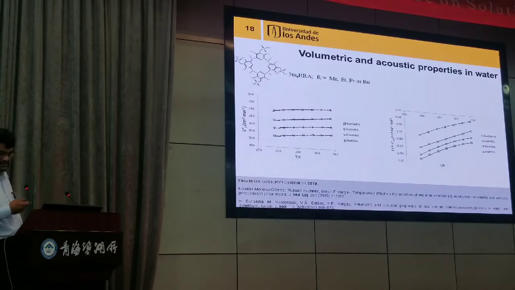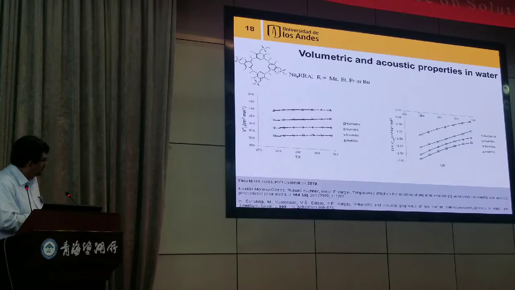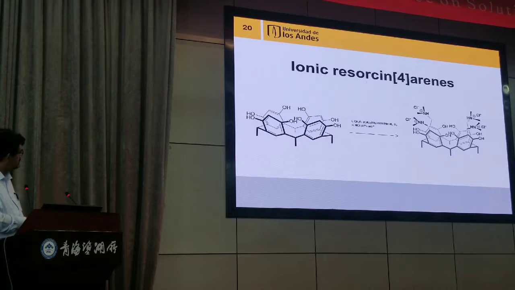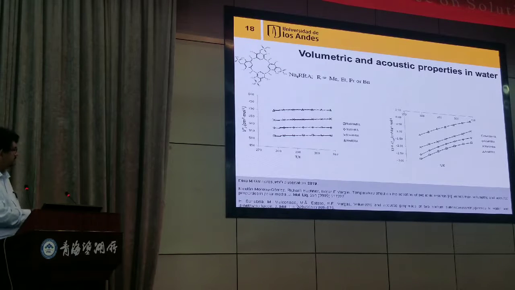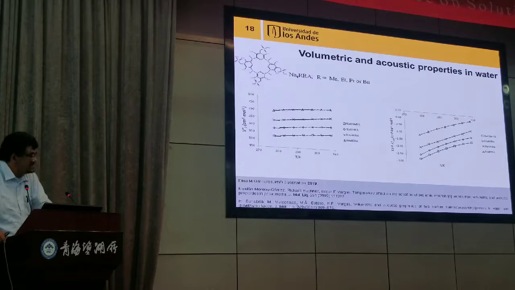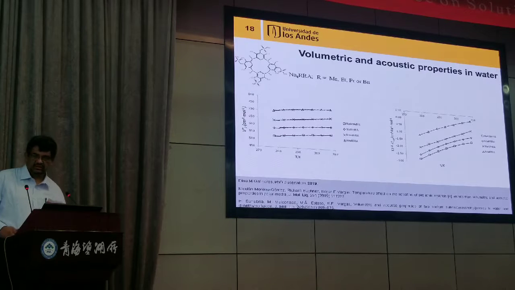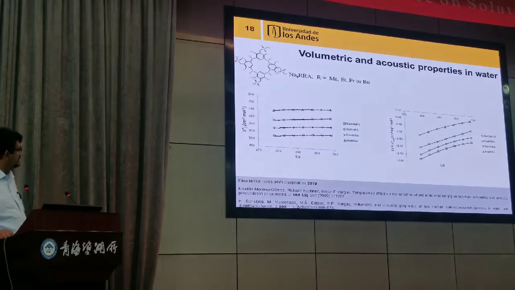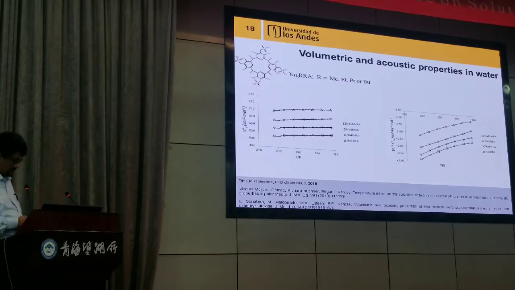Okay, then I show you the standard molar properties in solution. Basically, they follow expected behavior. In this case, we have methyl, ethyl, and butyl at the end. But one of the more important things is the compressibility follows the same behavior, because the butyl Resorcinarene is more compressible and the methyl Resorcinarene is less compressible. That means that the compound with the larger chains on the lower ring is more compressible with respect to the short chain in the lower ring.